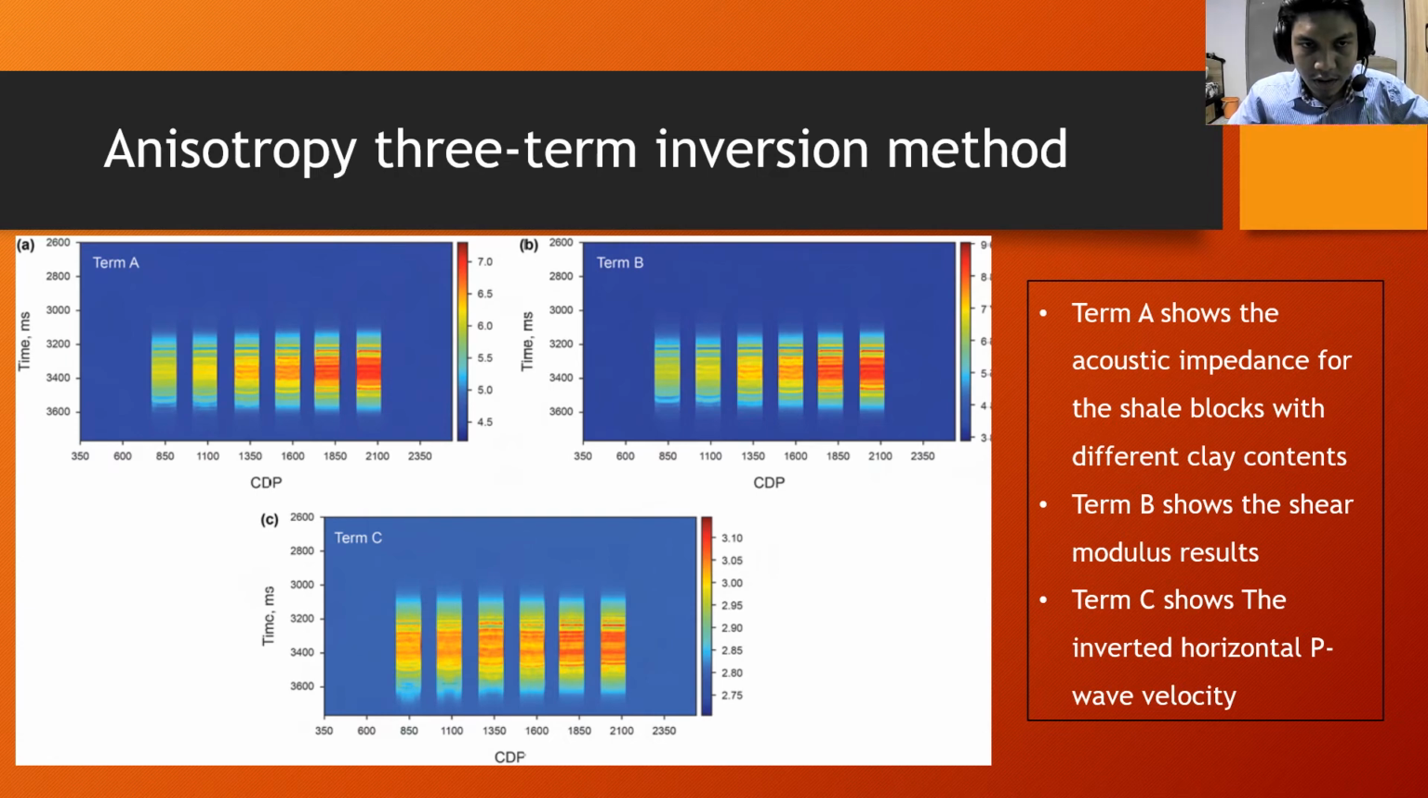So in the figure here we have the anisotropic 3-term inversion method. In A, it shows the acoustic impedance for the shale blocks with different clay content, while in figure B it shows the shear modulus result, and in figure C it shows the inverted horizontal P-wave velocity. For this model, actually only the figure in A has shown a significant effect of the clay properties compared to the other two figures.